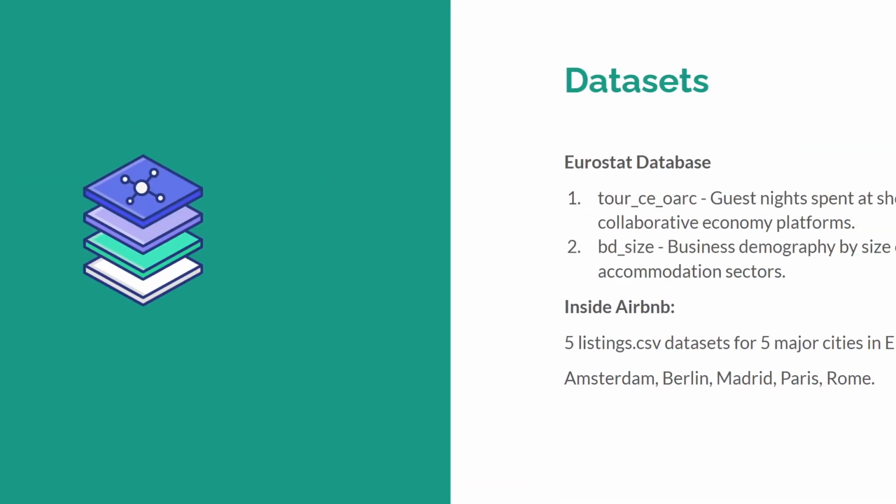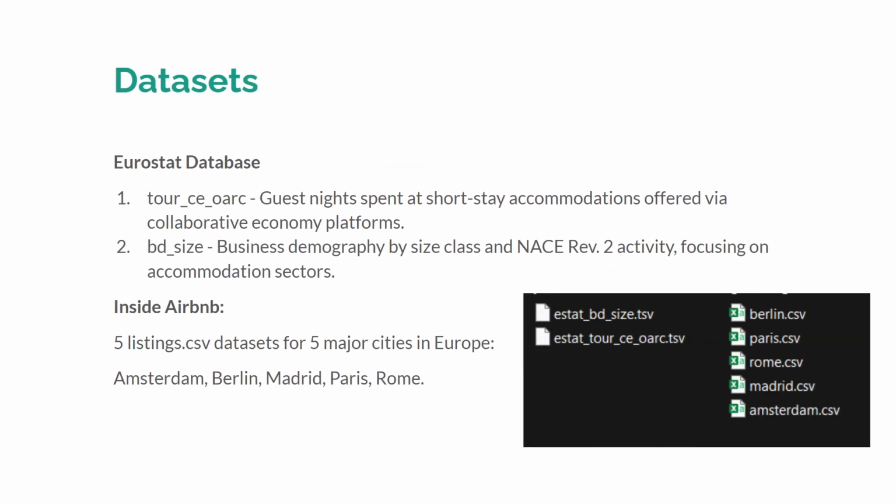Let's move on to datasets. I have used two datasets from the Eurostat database. First is guest nights spent on short stay accommodations offered via collaborative economy platforms like Airbnb. And then BD size, its business demography by size, focused on accommodation sectors.